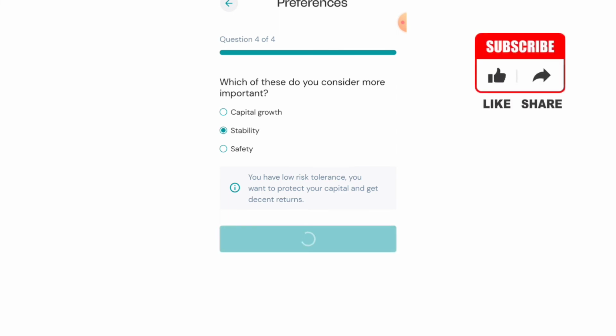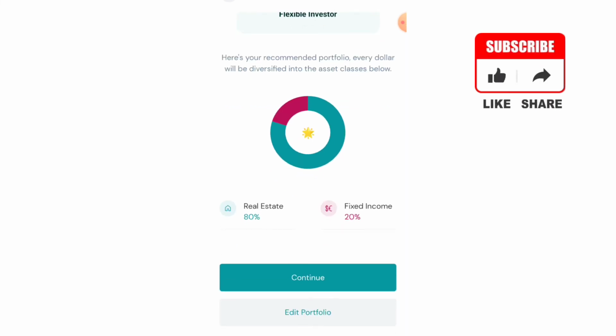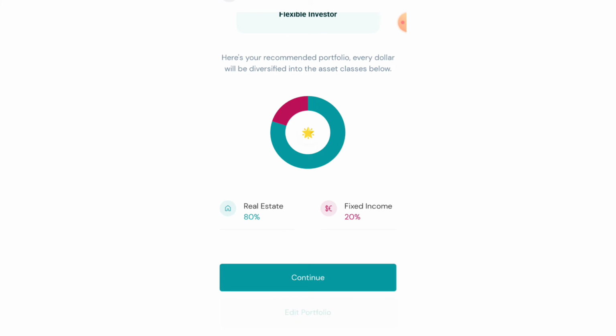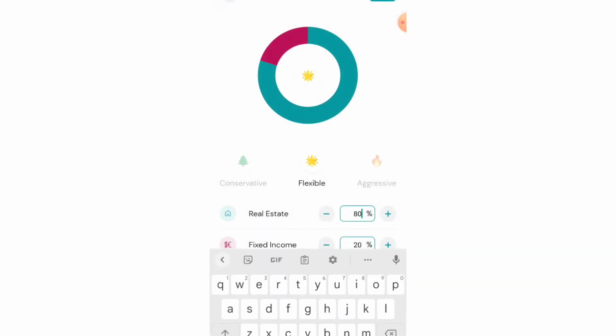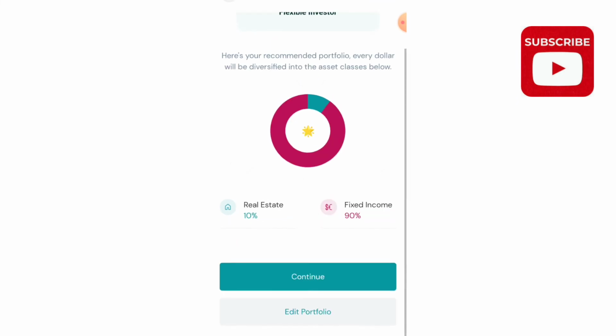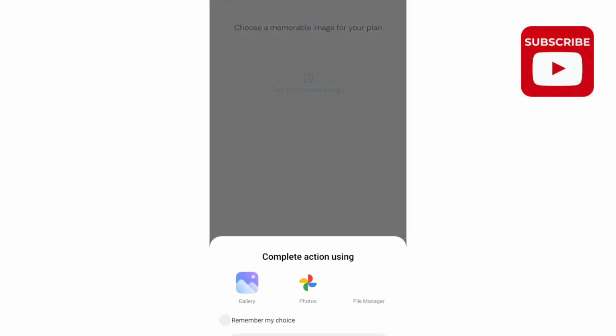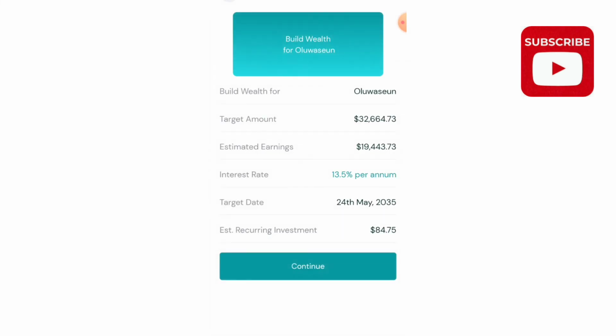Okay, so we continue. I'm a flexible investor, and they are recommending that every money I put into this saving, my building wealth, will be diversified into real estate 80% and fixed income 20%. However, I can choose to edit it and say, okay, I want real estate to be 70% and fixed income 30%. If that's what I want, it's fine by them. So you can continue, then you can decide to choose an image or not. If you do not want an image, you skip.